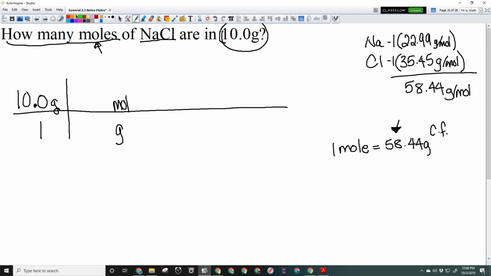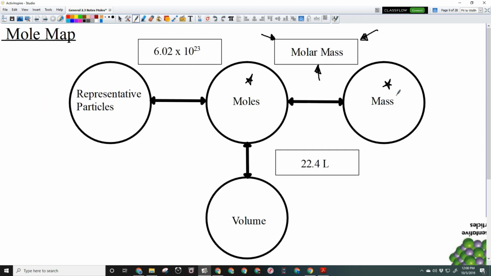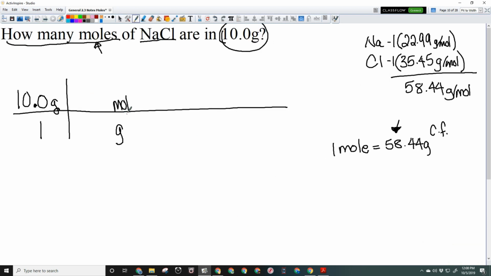Now, on our mole map, we see that we can do that. We can go from grams, which is a mass, straight to moles. So that's just one step. Here's where we bring in our conversion factor. So what goes in front of mole? 1. What goes in front of grams? 58.44.